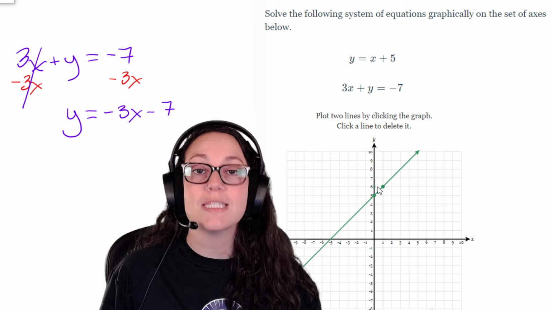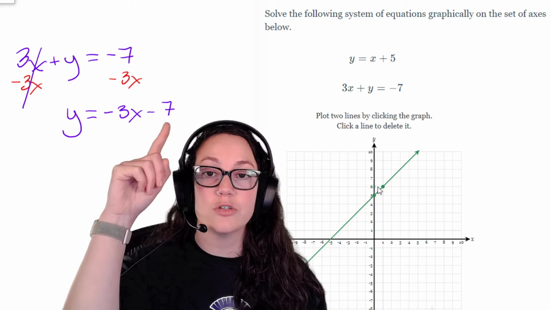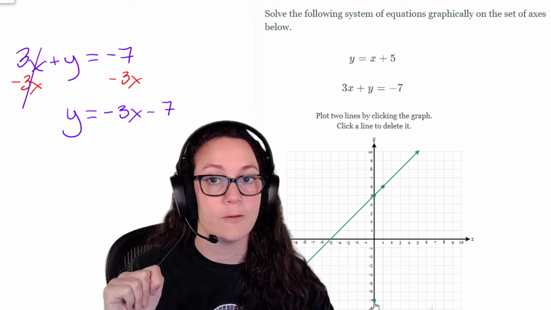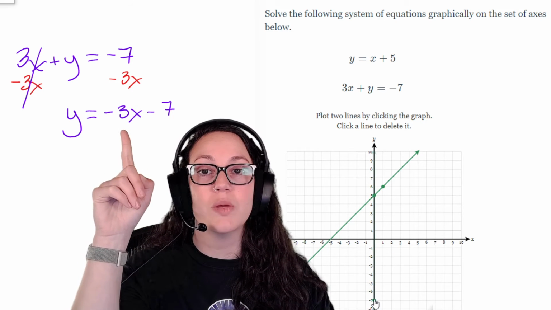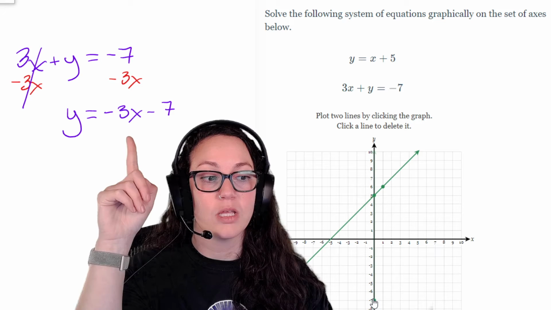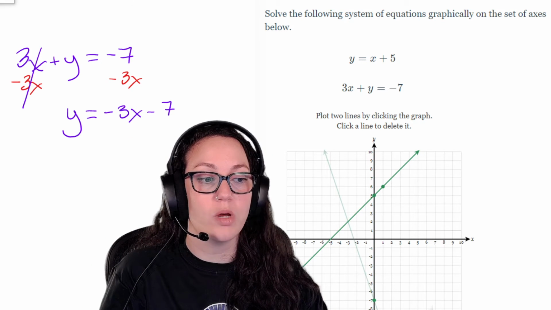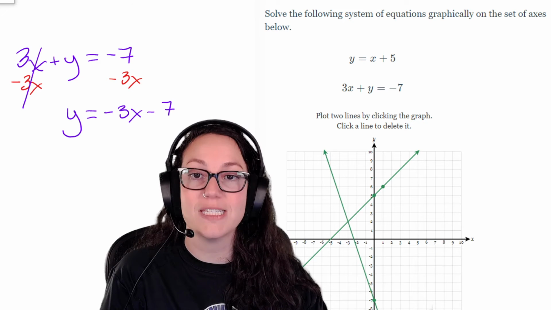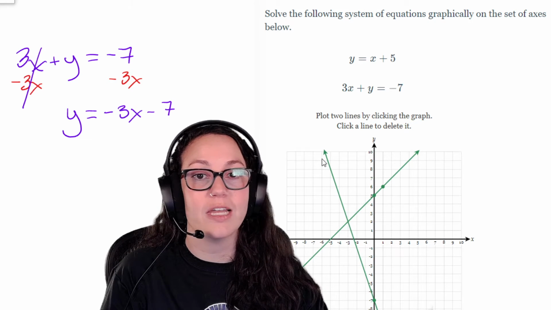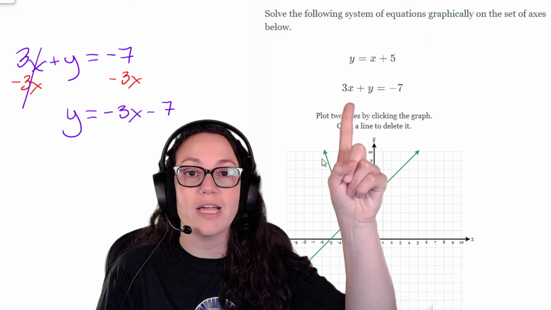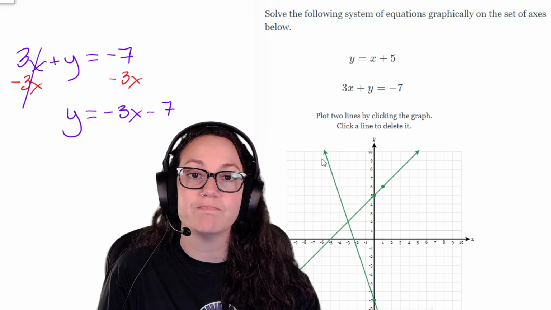So now we can see from this equation that the y-intercept is negative 7. So I'm just going to plot that now. And then the slope is negative 3. So I have to go down 3, 1, 2, 3, and over 1. And there's my second line. So this line that I just plotted is the graph of 3x plus y equals negative 7.